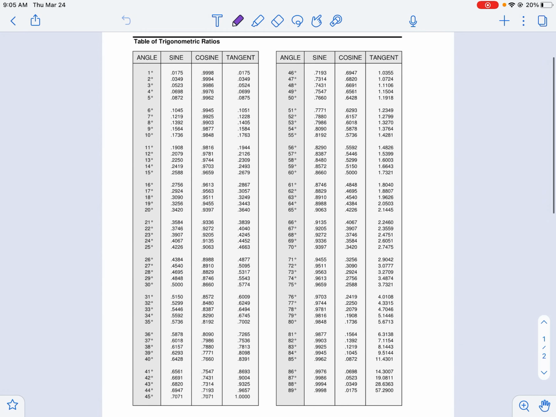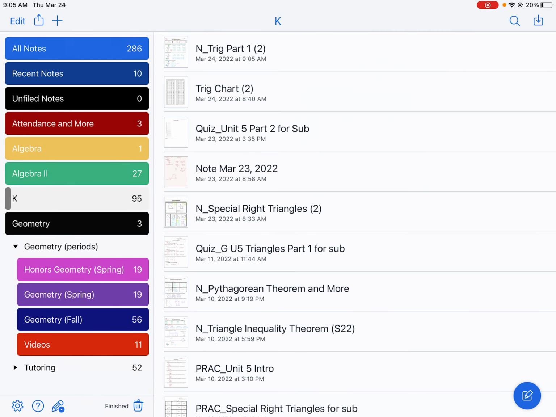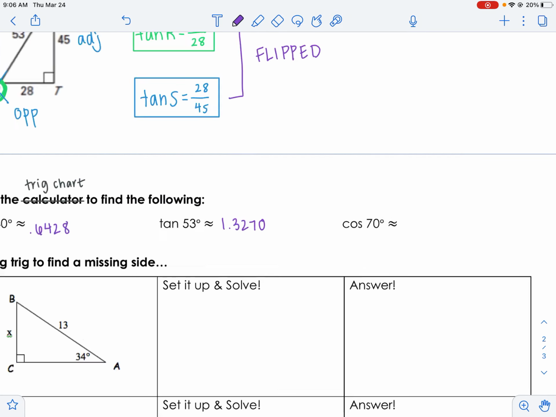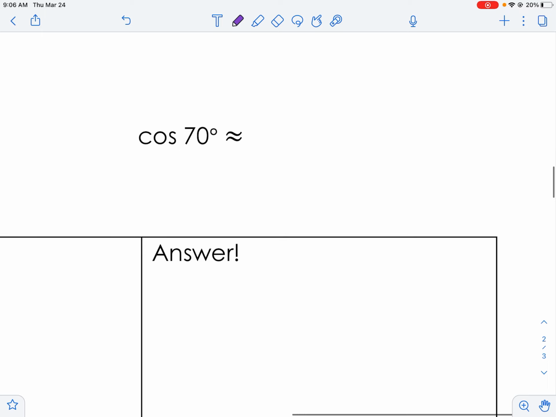So to find tangent of 53 degrees, I'm going to go back to the trig chart. Now I'm going to be careful because I'm looking in the tangent column. So I'm going to look for tangent 53 degrees, and that's 1.3270. And I'm not going to round it. I need to be really careful. So I'm going to leave it as 1.3270. The key thing to be aware of on these is that they're already rounded. Like sine of 40 is a lot longer than 0.6428. So that's why our chart goes out to 4 decimal places. And so I'm going to keep it 4 decimal places out to give me the most accurate answer.